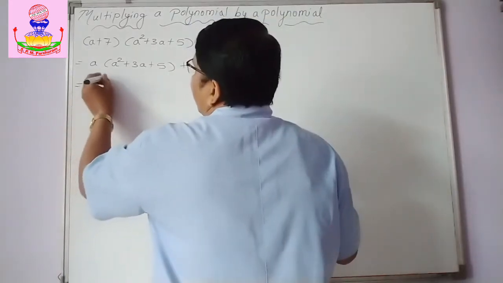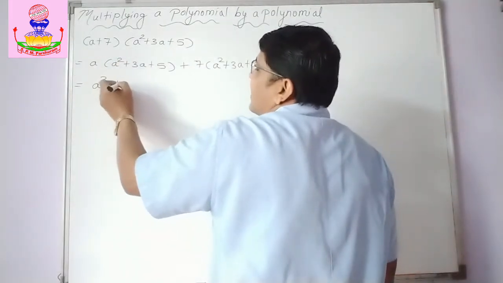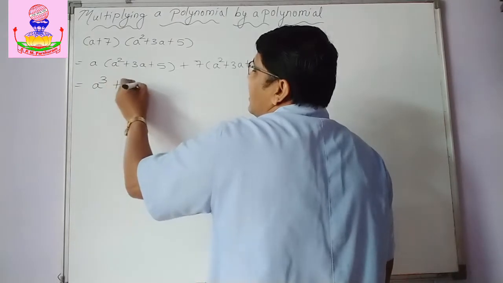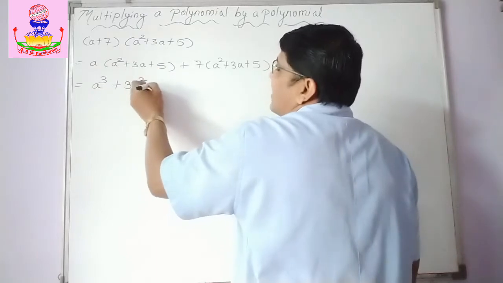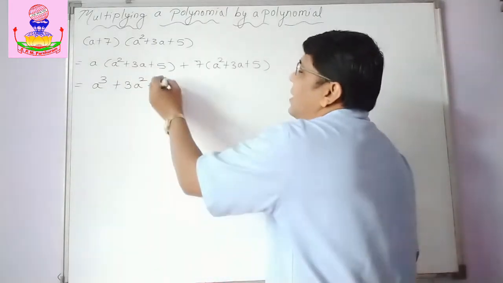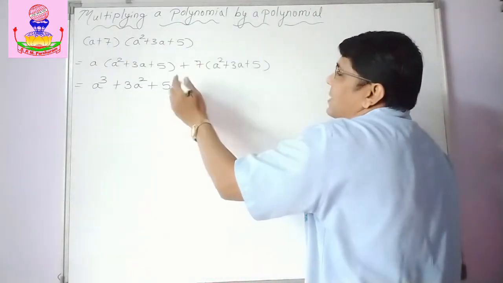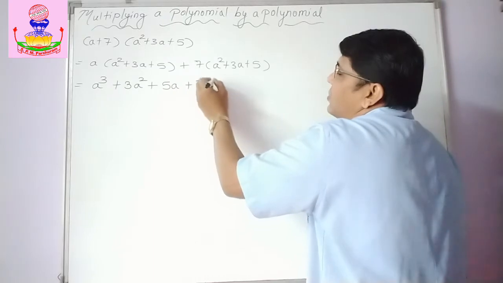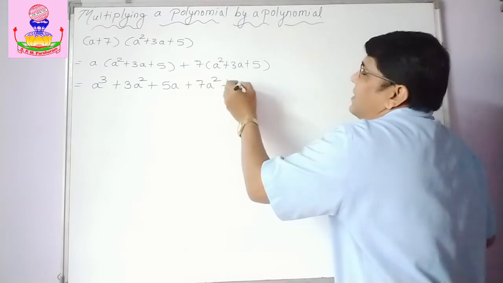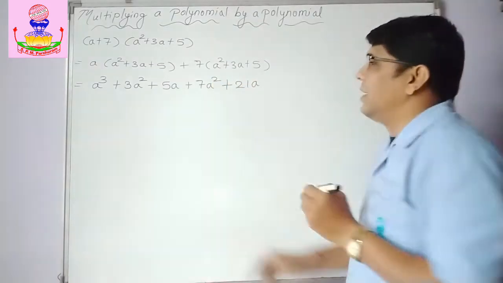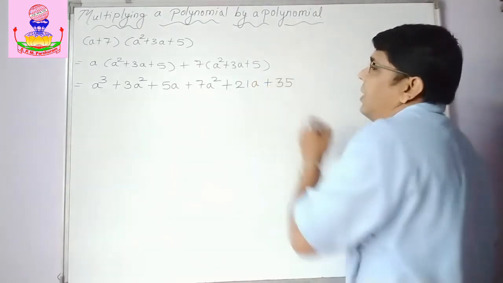A into A square. Yes, A cube. Now, plus into plus. Plus 3A into A, 3A square. Right? Plus into plus. Plus 5 into A, 5A. Now, plus into plus. Plus 7 into A square, 7A square. Plus into plus. Plus 7 3s are 21A. Plus into plus is plus 7 5s are 35.